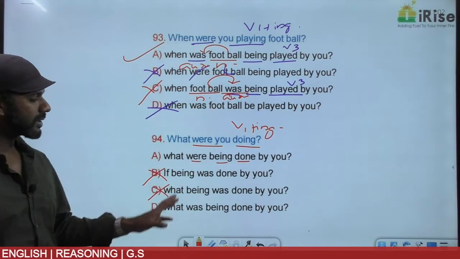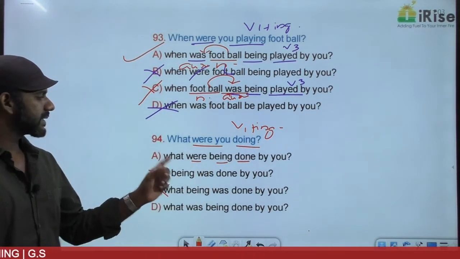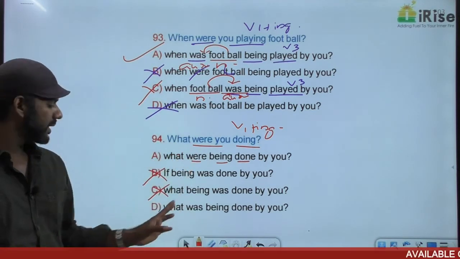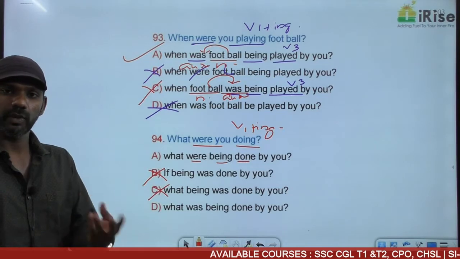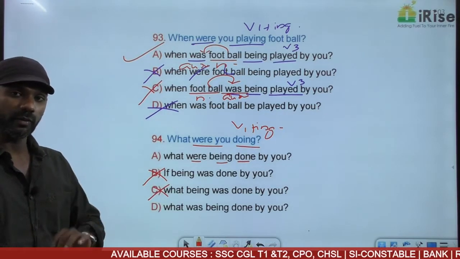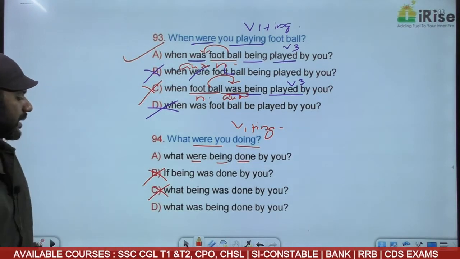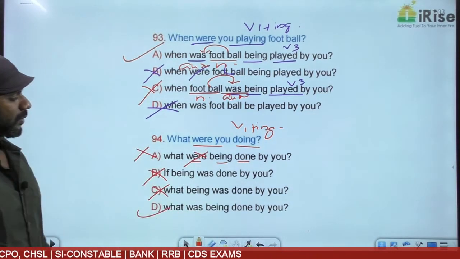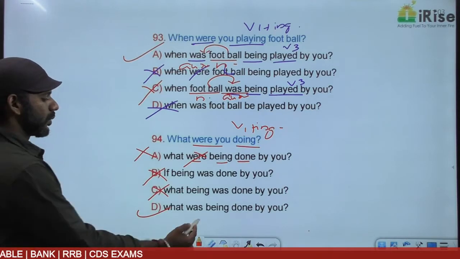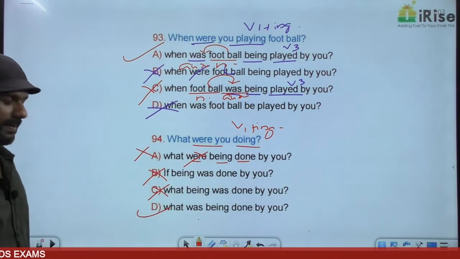D says what was being done by you. A says what were being done by you. D says what was being done by you. It's always what was. What was that? What was this? What is it? What was it? Etc. Based on that, option A is eliminated. The answer must be D. What was being done by you. Was plus being plus V3.